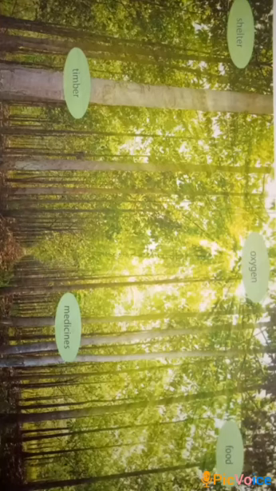Let's continue chapter 7. Now we are going to discuss deforestation. Deforestation means cutting off forest. But before that, let us know how forests are useful to us.